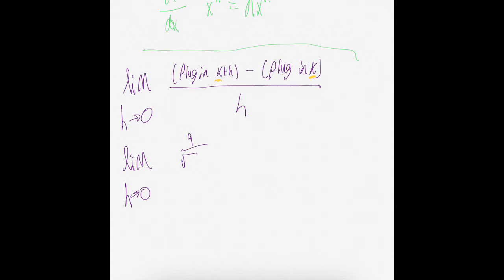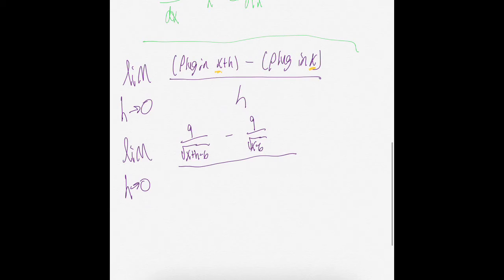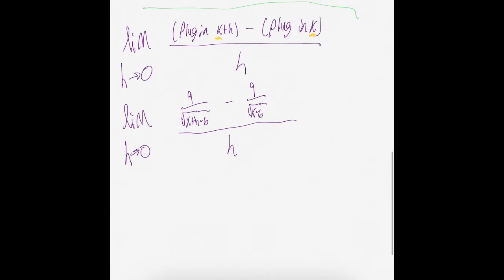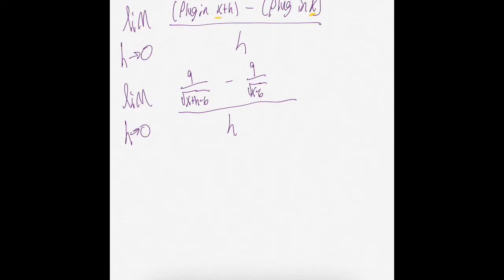Okay, whenever I plug in x plus h, that gives me 9 over root x plus h minus 6, not x plus h minus 6. And whenever I plug in just x, I get 9 over root x minus 6. All of that is going to be over h. Oh boy, that numerator looks so fun. So this numerator looks kind of like a pain to deal with, these square roots in the denominators and everything. How am I going to simplify that?